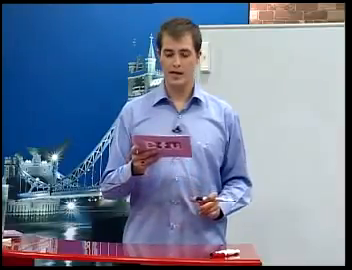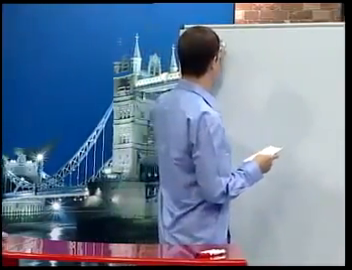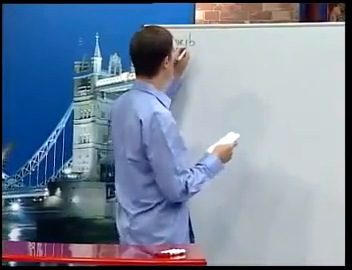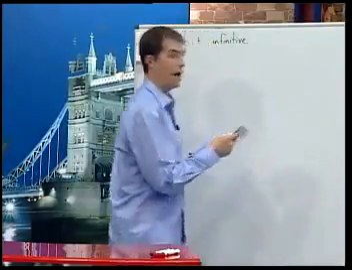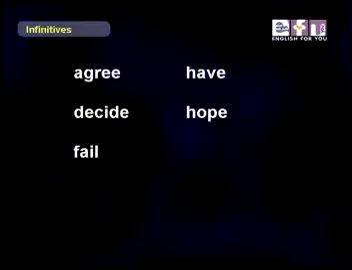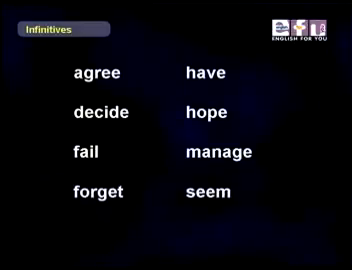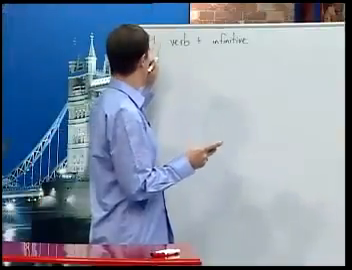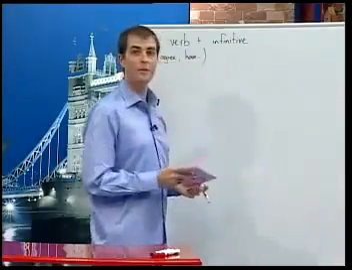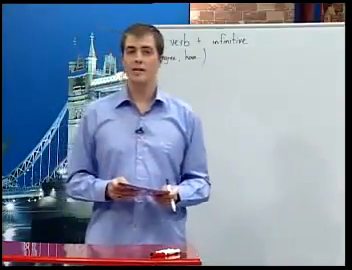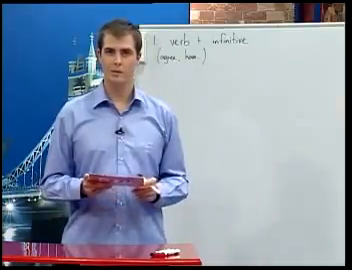Now, when some verb forms are used after a verb, they must be followed by the infinitive. So we have one example: verb plus infinitive. Some examples of these verbs are agree, have, decide, hope, fail, manage, forget, and seem. Let's say the verb, for example, agree, have, and many others. The infinitives are the objects of the verbs.